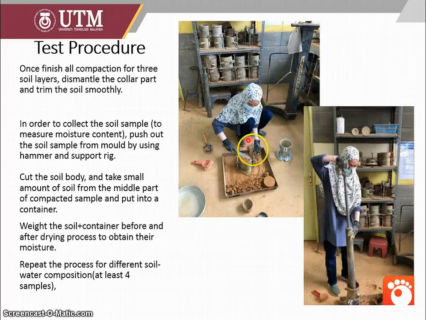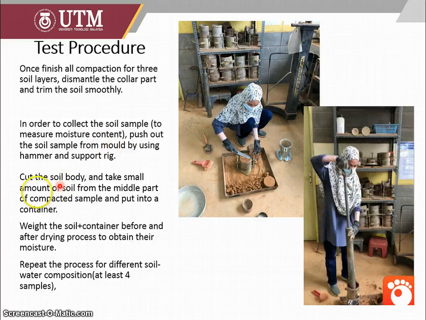And after the compaction process finishes, we have to pull out the collar and trim the soil, so we can have a weight of wet soil sample. After that, because we want to take the soil sample from the middle of the soil compaction, we need to push the soil out from the mold by using the rig as a support, and we push hard and push the soil out.